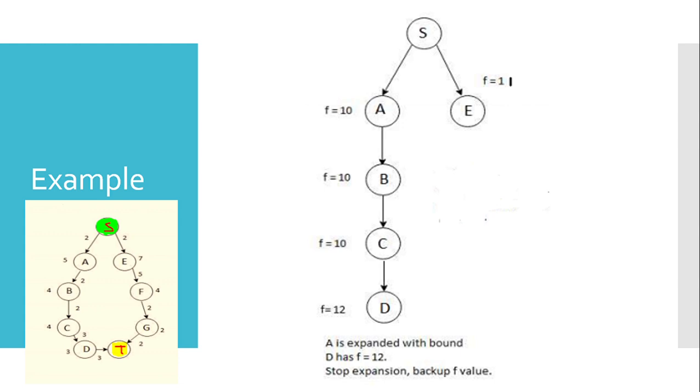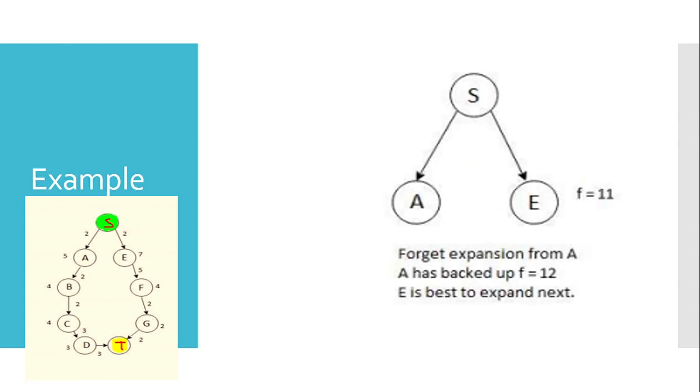So the cost of D is 12. So that's why the parent cost C will become 12. Cost of B will become 12. Cost of A will become 12. And we will forget the expansion from A, and cost of A will become 12 because of the backtracking. Now E is the best node to expand because E's cost is 11.